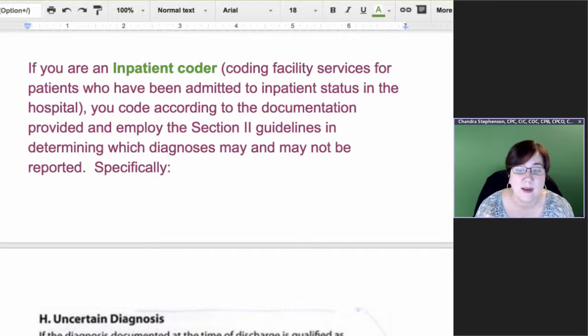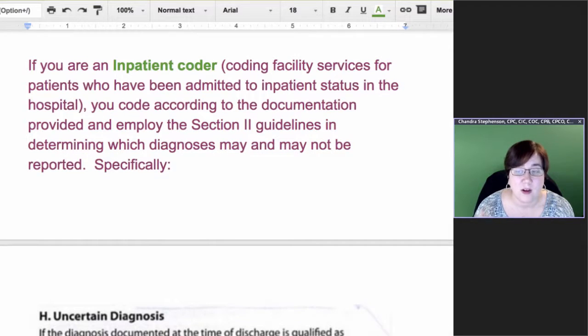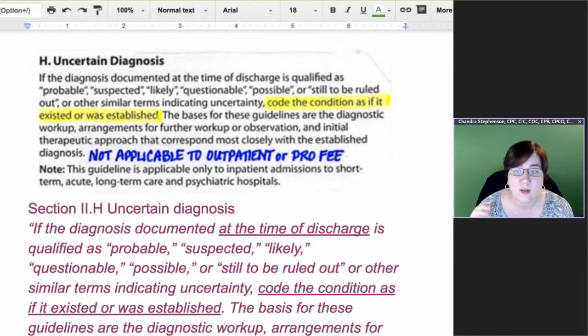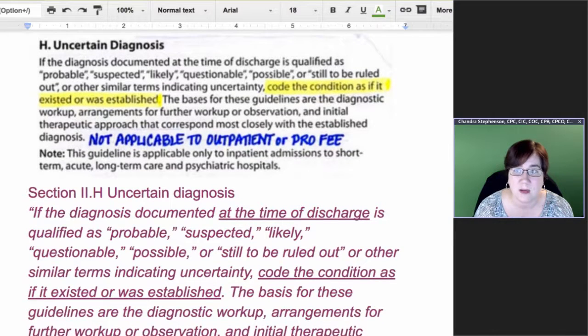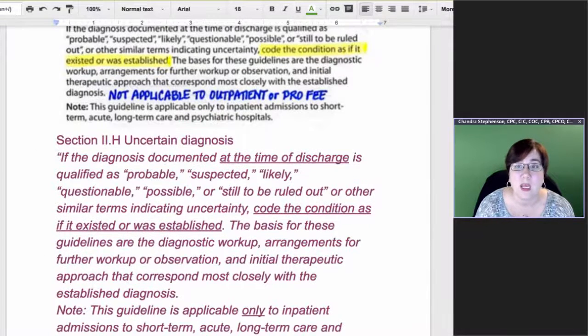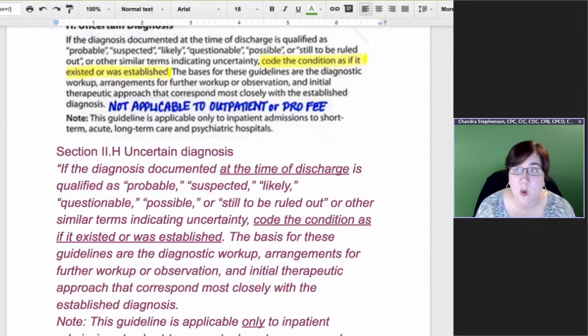If we scroll down again, they say specifically under Section 2, Paragraph H, it says uncertain diagnosis. Well, if you're coding for the inpatient hospital facility, you are going to take what the diagnosis says at the time of discharge. Now, not the time they're admitted, but right when we send them home, that discharge summary. What did we know? If it was probable, suspected, likely, questionable, possible, any sort of uncertain term, you get to code it as though it existed. So you code it just like it was an established condition. So if it says possible appendicitis, you code it as appendicitis.